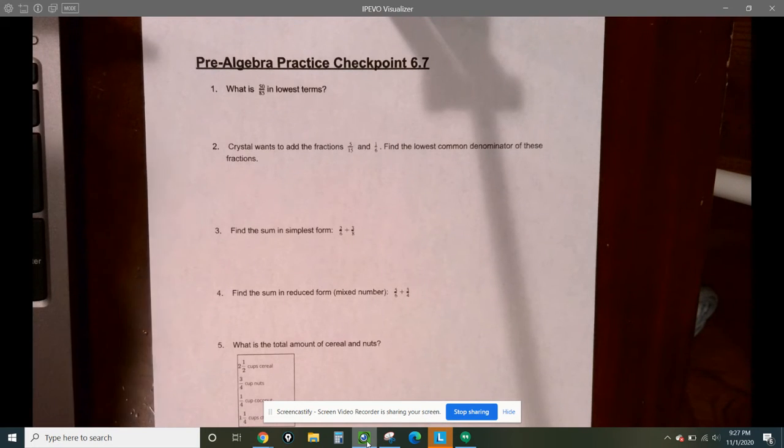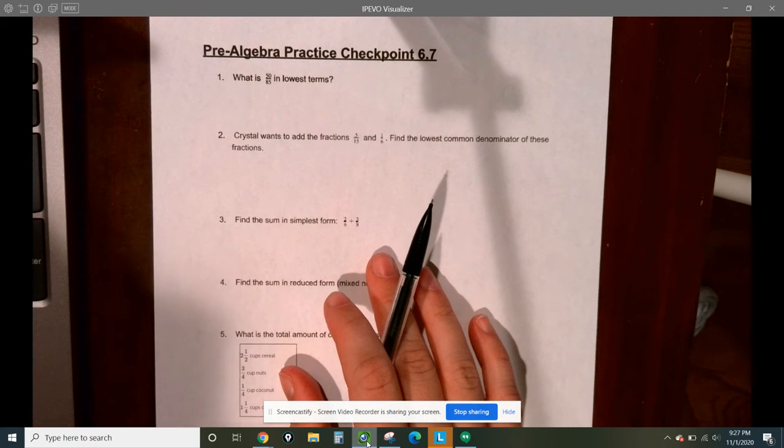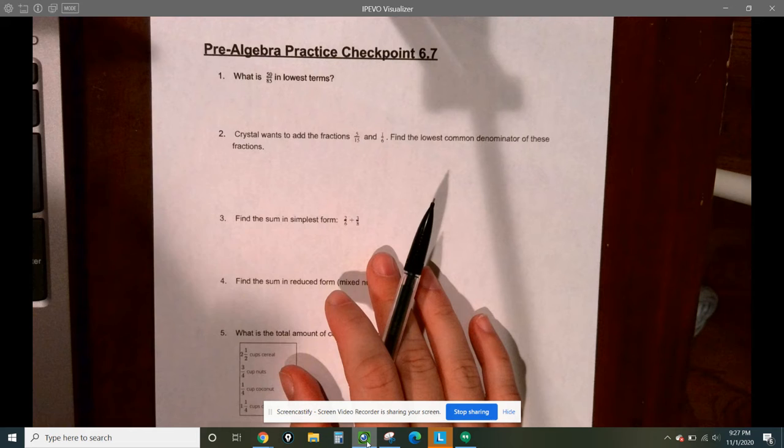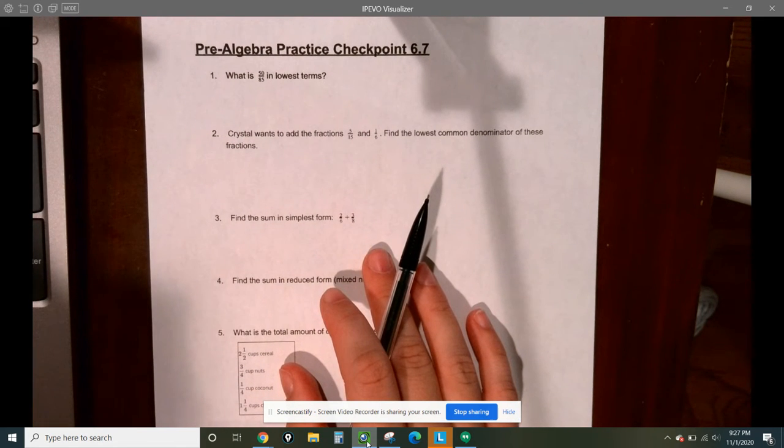Hi math students, this video is to help you with your upcoming checkpoint 6.7. You can either print this page out and fill it in as we go, or you can use your own paper to fill it out, or you can do it electronically. It's up to you. But make sure you do these problems because these are just like the ones that you're going to see on your checkpoint.